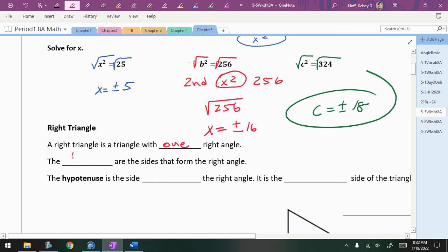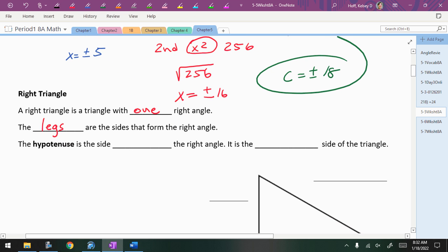The legs, they call them legs, are the sides that form that right angle. The hypotenuse is the side across from the right angle. It is the longest side of the triangle. It is always the longest, and that's something we're going to continually check every single time. Okay, I just threw a ton of vocab at you.